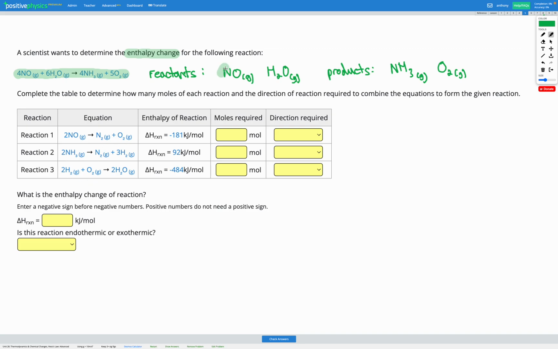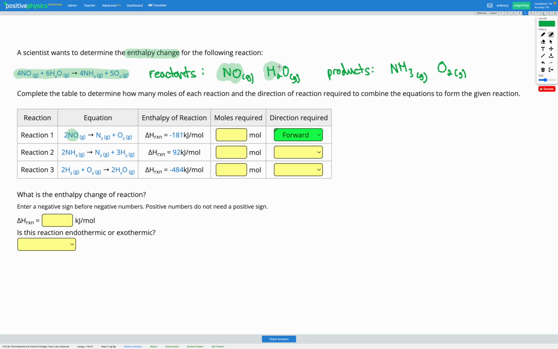So first let's look at NO. NO appears here, and that's the only place that it appears. So since we know NO is a reactant, it has to be on the left. That means this equation is already in the right direction. So we can choose forwards for this equation here, because we know NO needs to be a reactant.